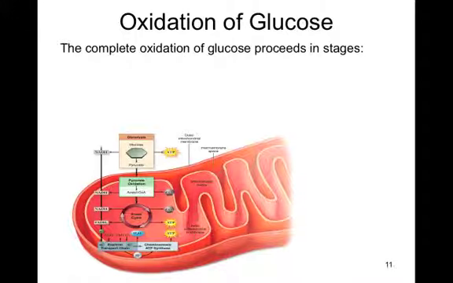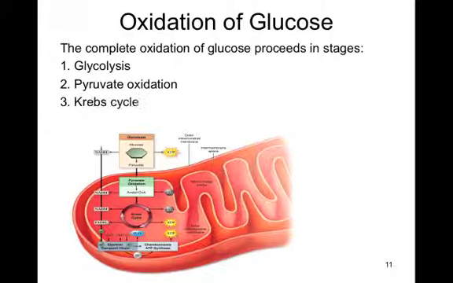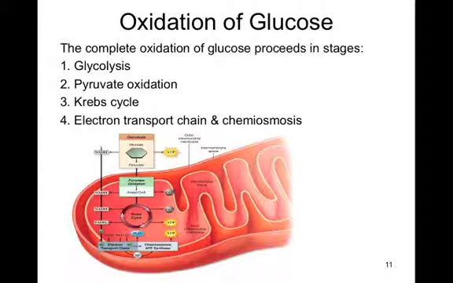So now let's begin to look at each of the 4 sections for the complete oxidation of glucose. Again, we'll begin with glycolysis, which is the splitting of glucose. We'll move into pyruvate oxidation. Then we look at the Krebs cycle. And finally, we look at the electron transport chain.